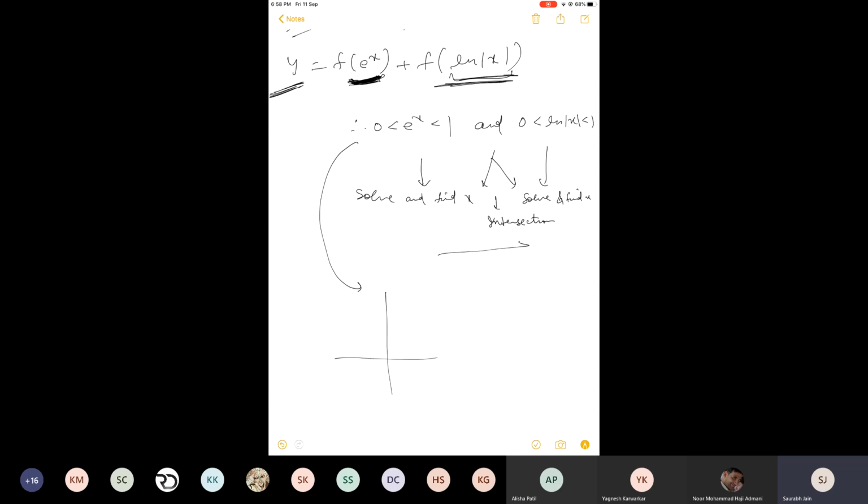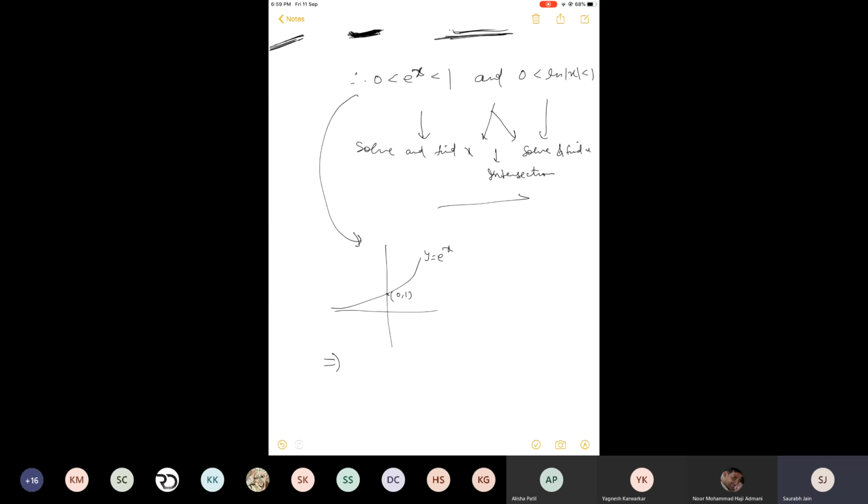Let me draw the graph. This is the graph of y equals e to the power x. At x equals 0 we have y equals 1. Okay, now listen carefully. Read this thing: e to the power x is between 0 to 1. And I have drawn the graph also, which is sufficient to tell what the interval of x is. Combine these two things. e to the power x is greater than 0 and less than 1. This is the graph of e to the power x. From here, can you tell me what is the interval of x?